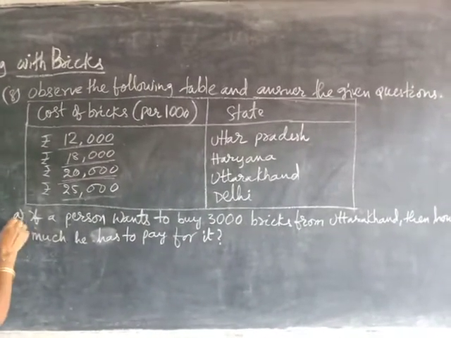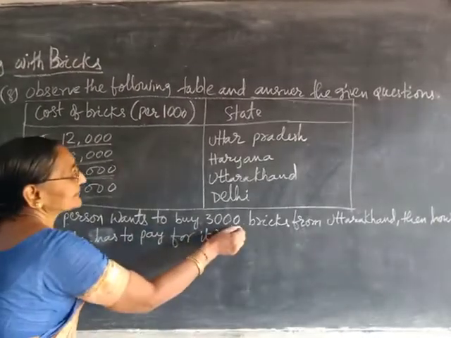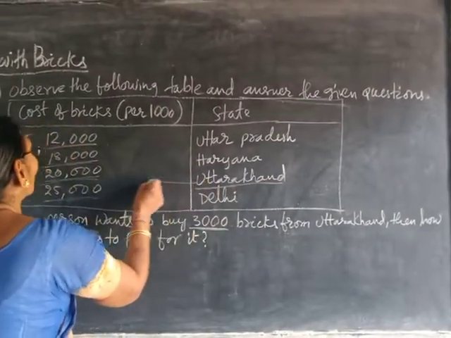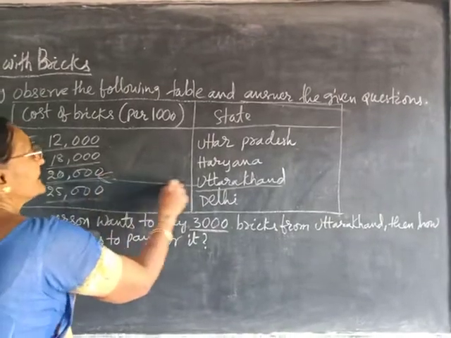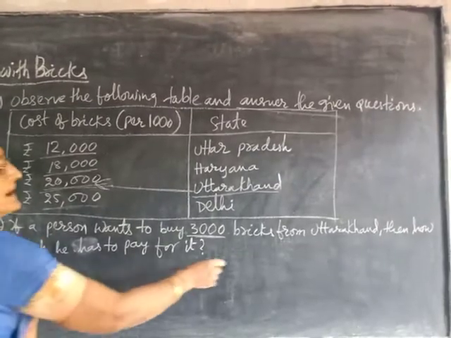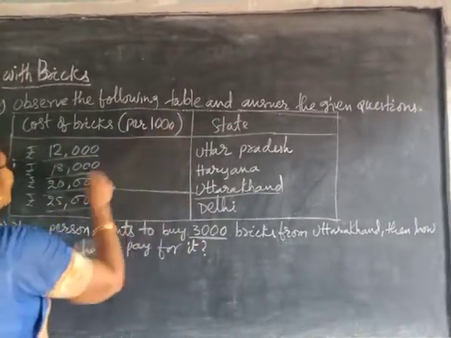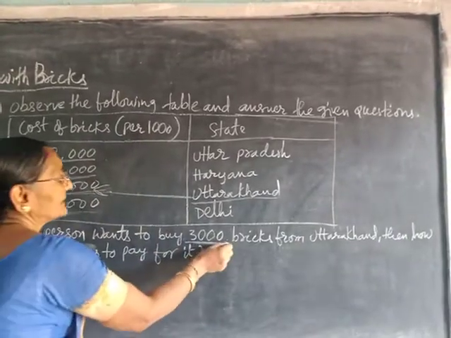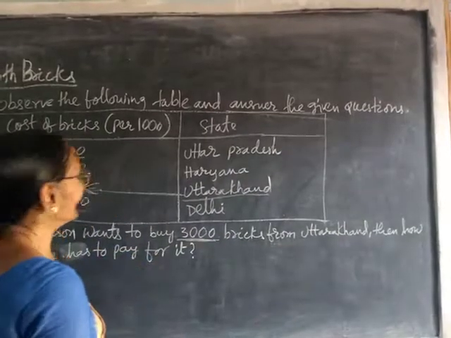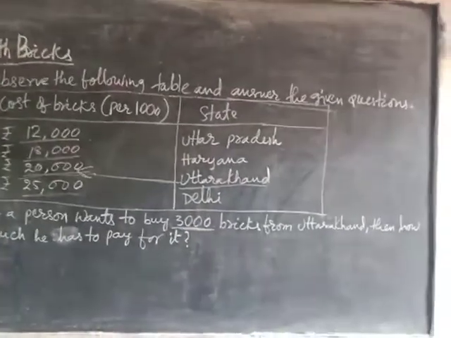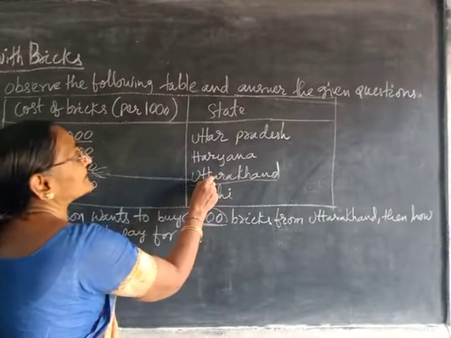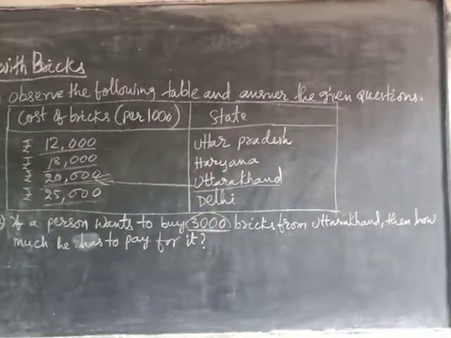Now here question number 8 is given. If a person wants to buy 3,000 bricks from Uttarakhand. Uttarakhand means this one. 1,000 bricks cost 20,000 rupees. So we want 3,000 bricks. Then how much does he have to pay for it? Then what will you do?